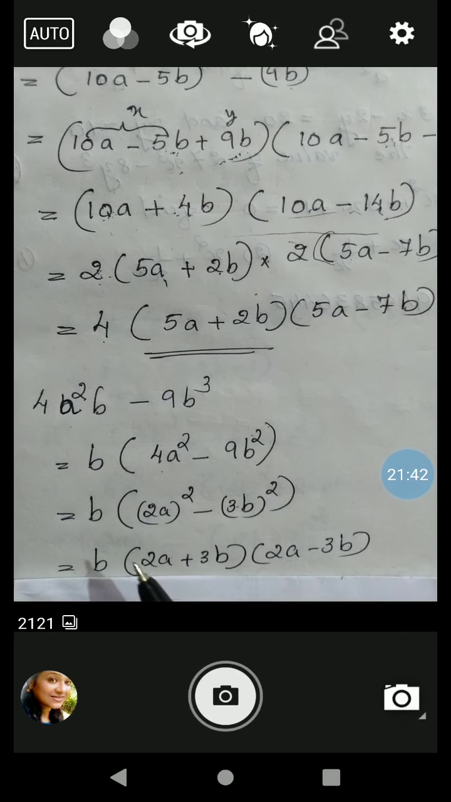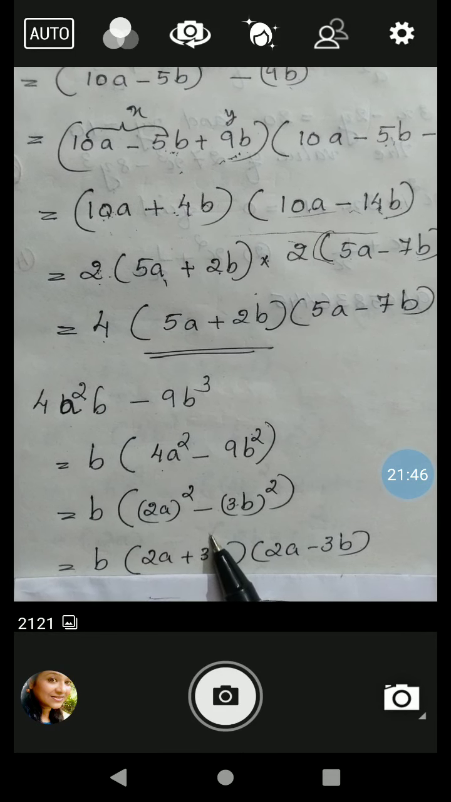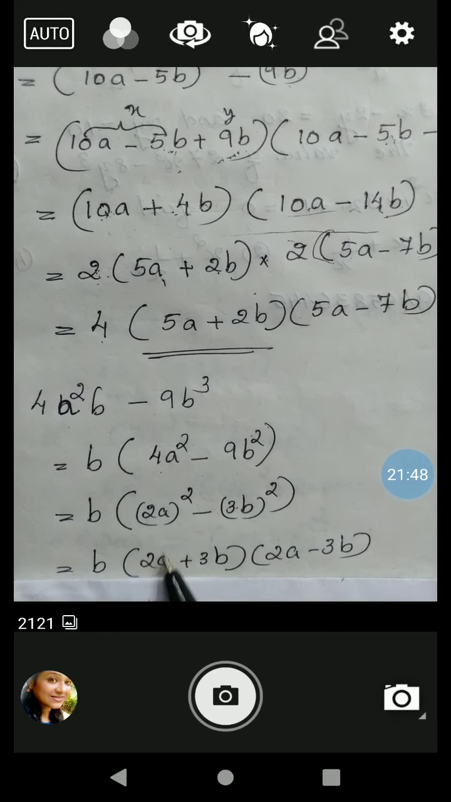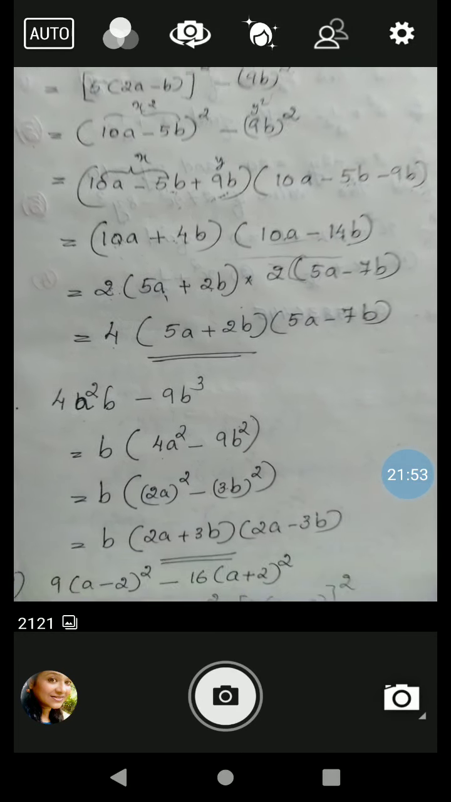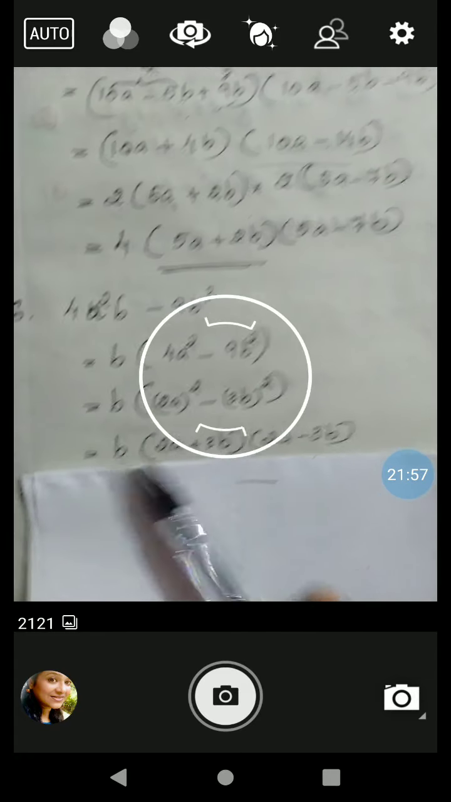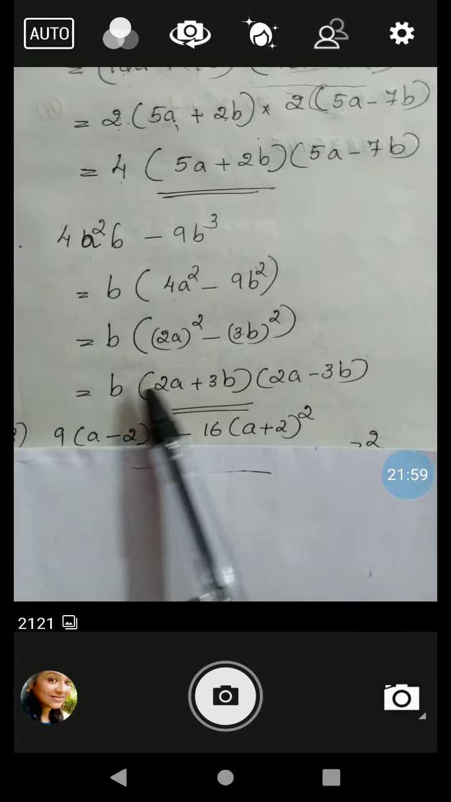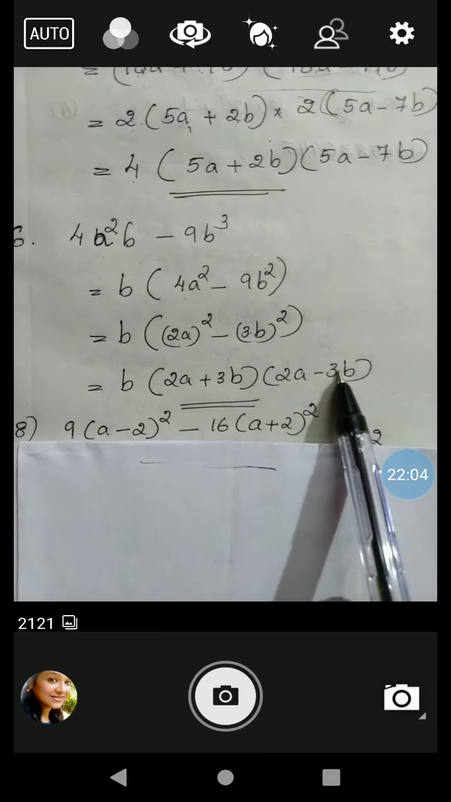Therefore, we can apply that x plus y into x minus y. That is (2a plus 3b) into (2a minus 3b). So, this is the answer. These are the factors. Look, b, 2a plus 3b, 2a minus 3b.